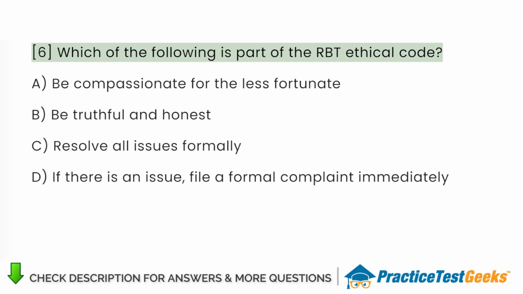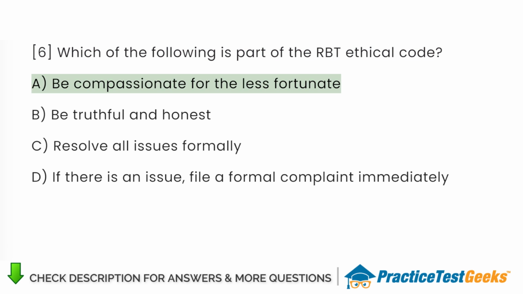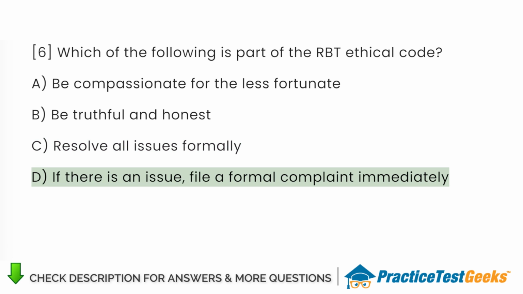Which of the following is part of the RBT ethical code? A. Be compassionate for the less fortunate. B. Be truthful and honest. C. Resolve all issues formally. D. If there is an issue, file a formal complaint immediately.